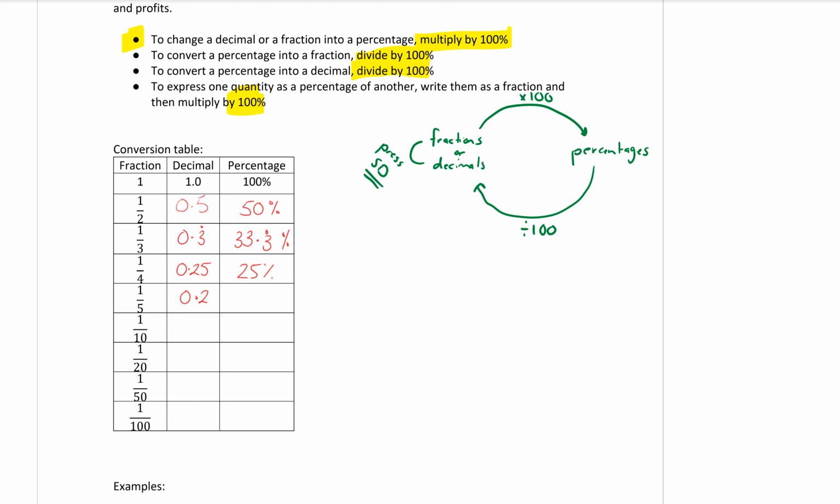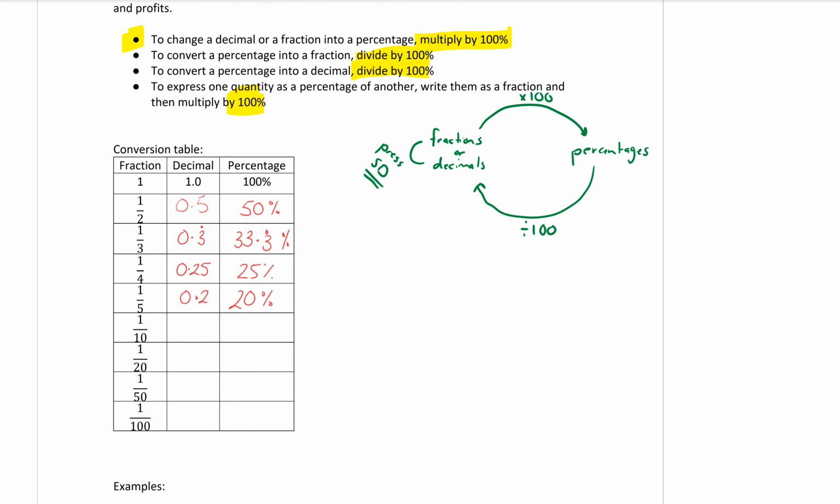Okay, we have the decimal. How do I get to the percentage? Same all the time. I times by 100, which is Ashton. 20%. Yes, you've gone ahead, haven't you? You've done the whole chart.